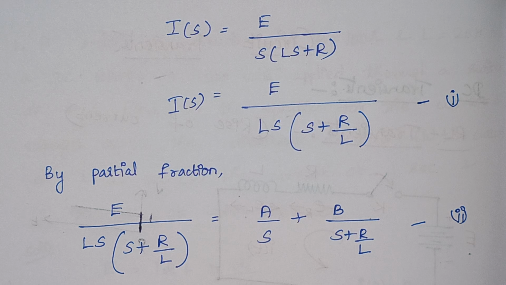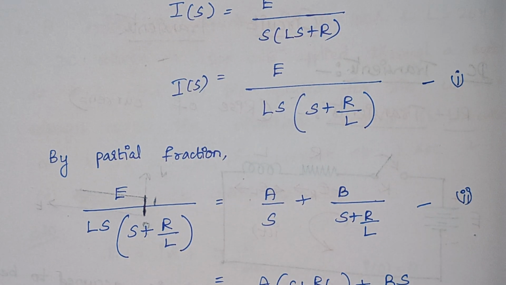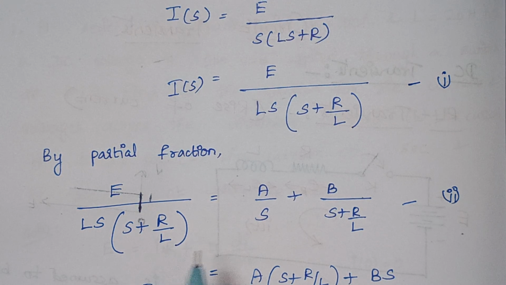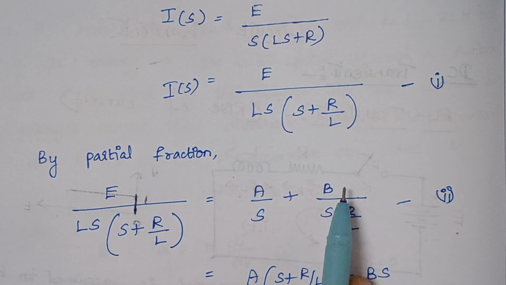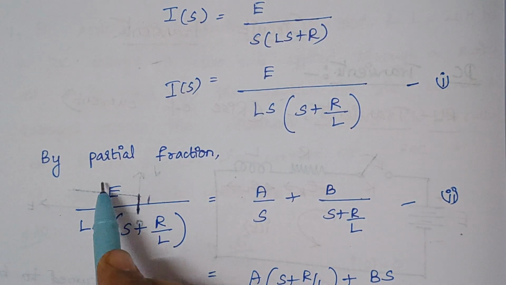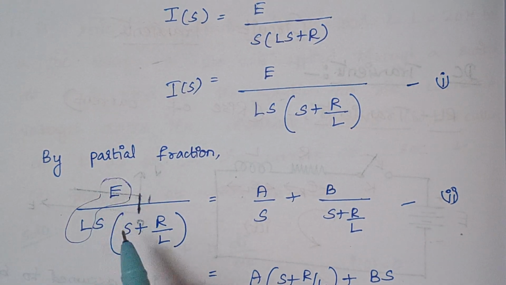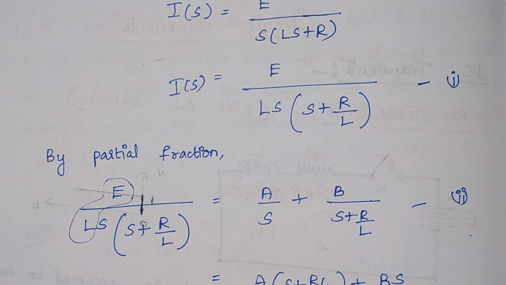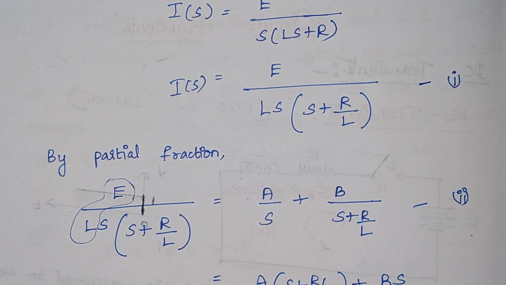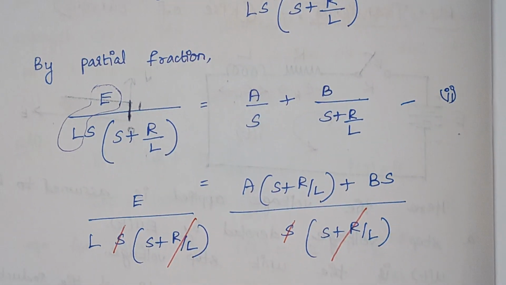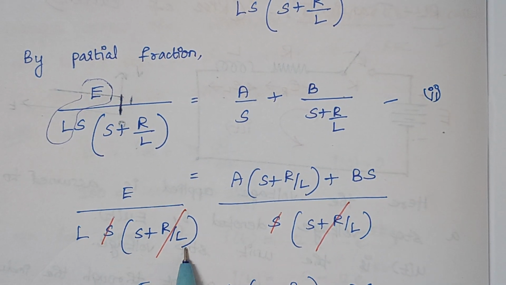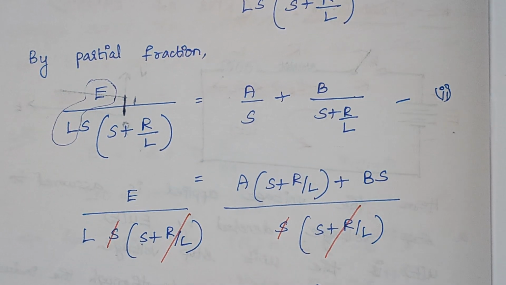Now we are going to apply partial fractions. We rewrite this expression as A by s plus B by (s plus R by L). Here E by L is a constant, whose value remains the same, so E by L remains as such. Here we are considering s and s plus R by L. When you take the LCM, both these denominators cancel each other, and on the left side we are left with E by L.